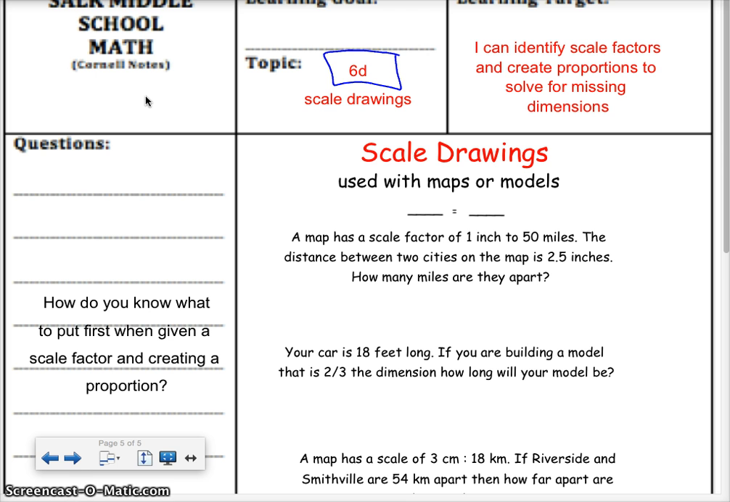6D. We are doing scale factors today. Yesterday we did 6C2. Today we do 6D, scale factors. So your learning target: you can identify scale factors. That means I'm going to give you a situation, you're going to tell me what the scale is, and then you can create a proportion to solve for missing dimensions. So everything is related to proportions. And proportions are going to be hanging out around us for the next few units. They keep popping back up, okay?